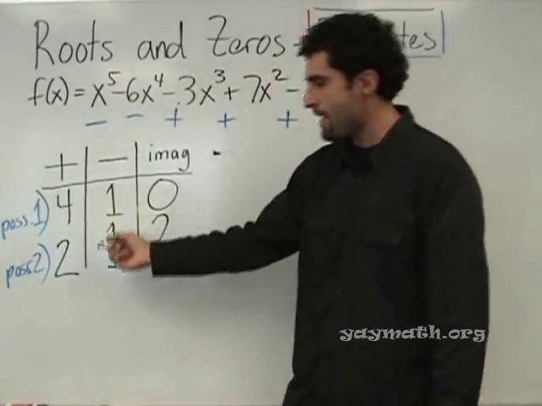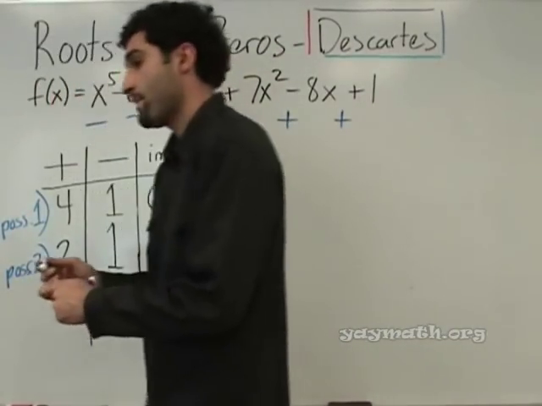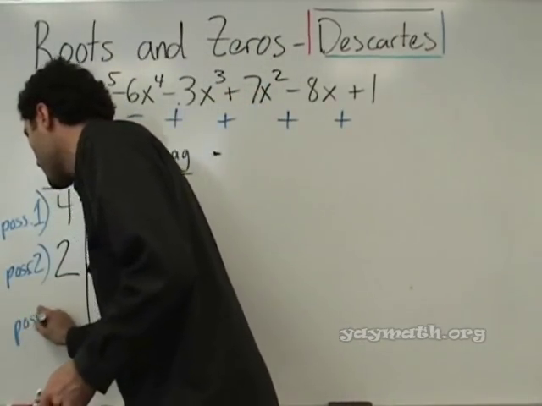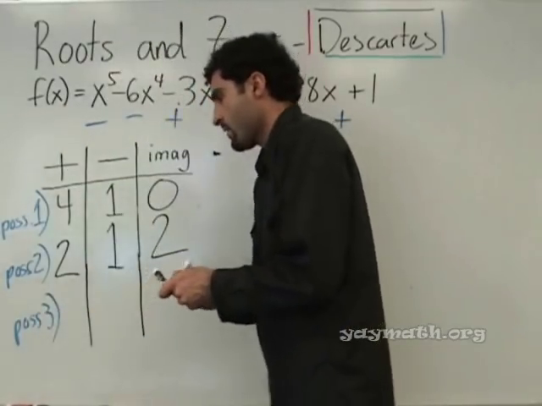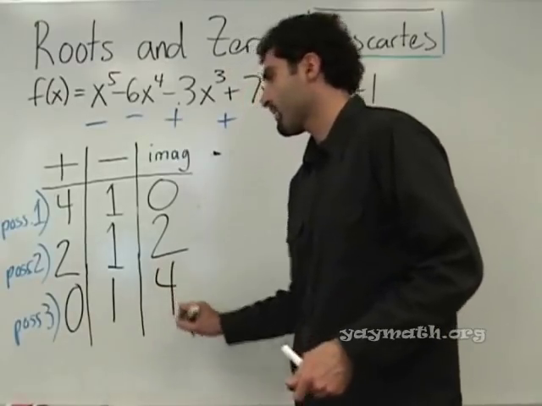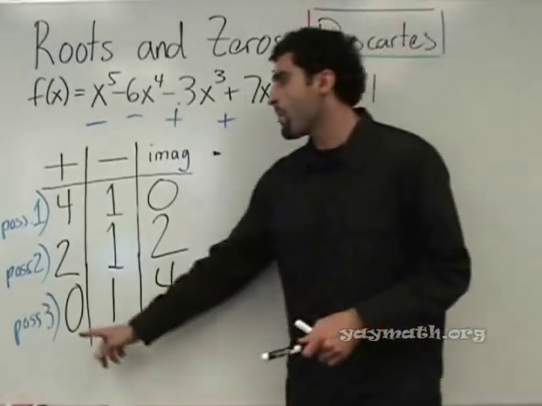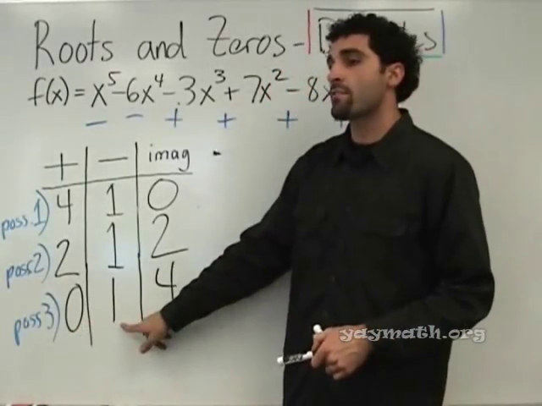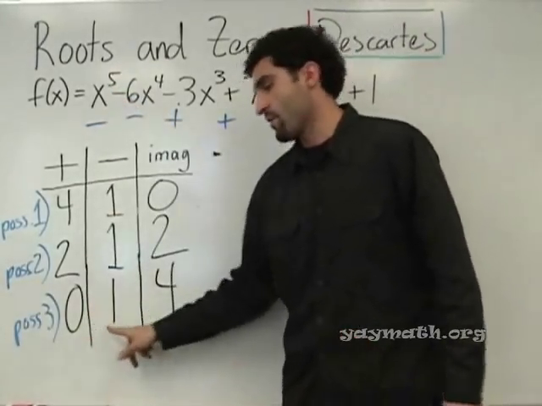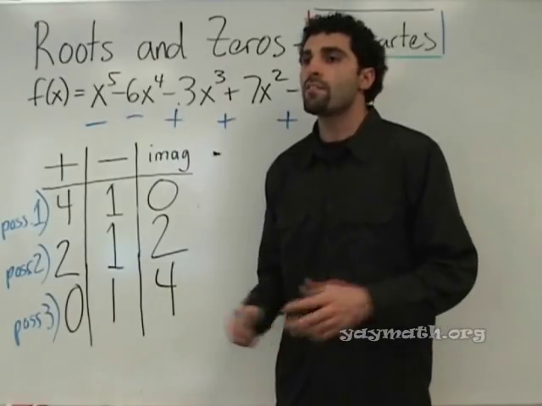Okay, last one here. There's one more. But you can bring it down still. Bring it down to 0. Possibility 3: 0 positive solutions, remaining 1 negative solution. How do you figure out the imaginary? Because there's 5 total, so the 4 remaining solutions must be imaginary. Right? That's all. That's it.